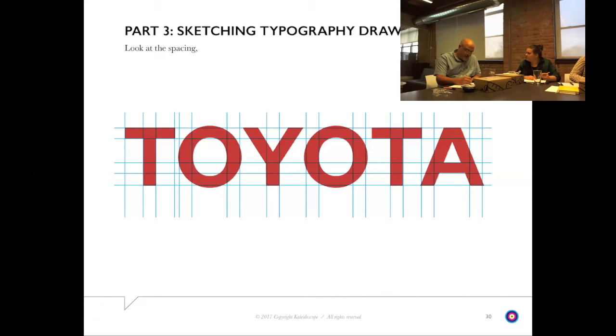See, between the edge of the T and the O, there's a tiny space. So if your O's tucked under your T, then you messed up. See what I'm talking about? It's so many details, right? But this is a challenge. This is a Toyota logo drawing challenge.